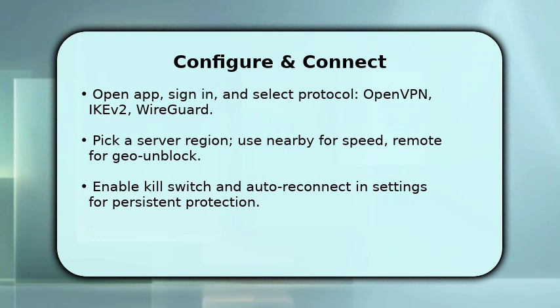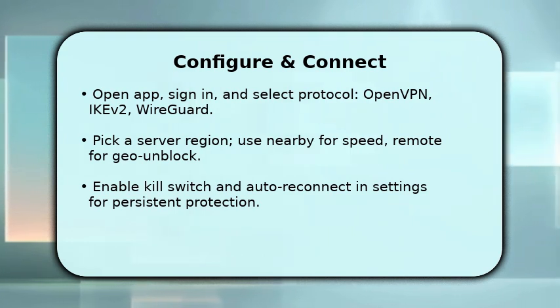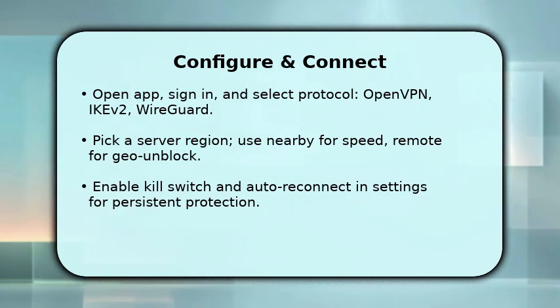Make sure to enable the kill switch and auto-reconnect. These settings prevent leaks if the VPN drops. Also check split tunneling options if you want some apps outside the VPN. After settings, tap Connect and watch for the secure icon.